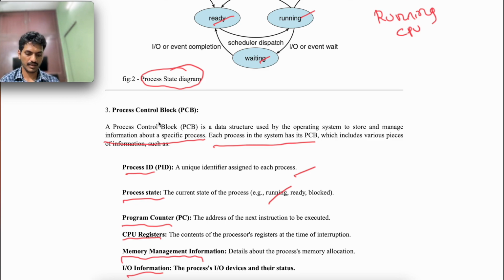Next one is threads. What are threads? Threads are the smallest units of a process, and they represent an individual execution path within a process. Unlike separate processes, threads within the same process share the memory and system resources. They can share the resources.